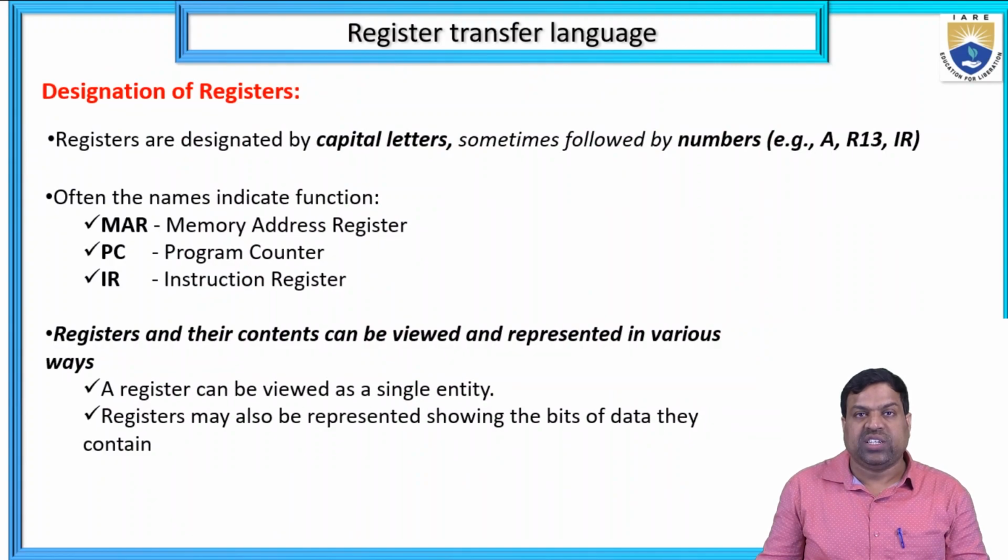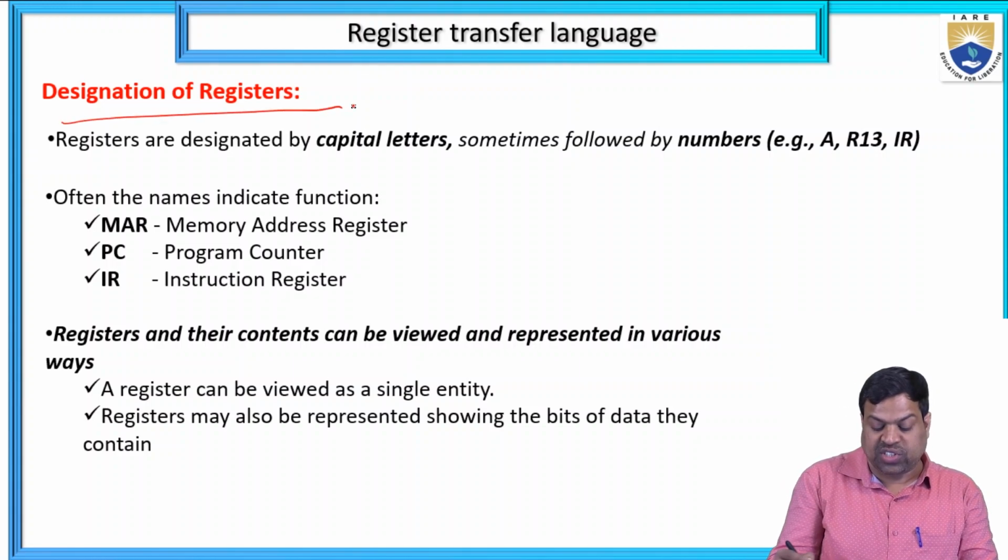And the designation of registers. Registers are designated by capital letters, sometimes followed by numbers. Example: A, R, R13, IR, like this. Often the names indicate function: MAR is memory address register, PC is program counter, IR is instruction register. And the registers and their contents can be viewed and represented in various ways. A register can be viewed as a single entity. A register may also be represented showing the bits of data it contains.